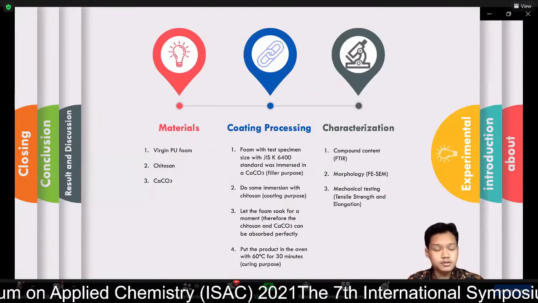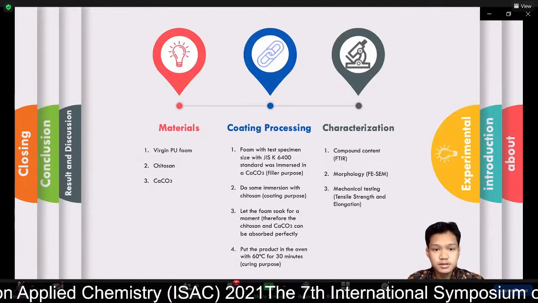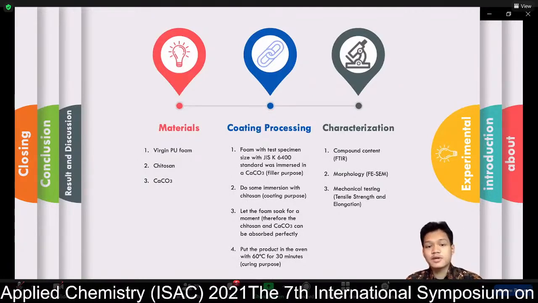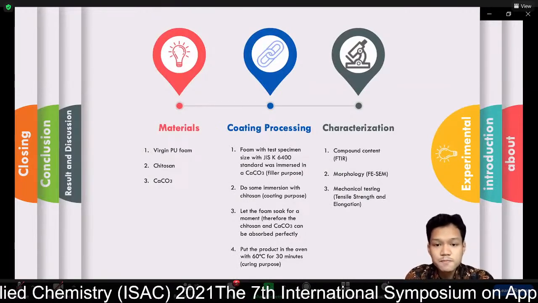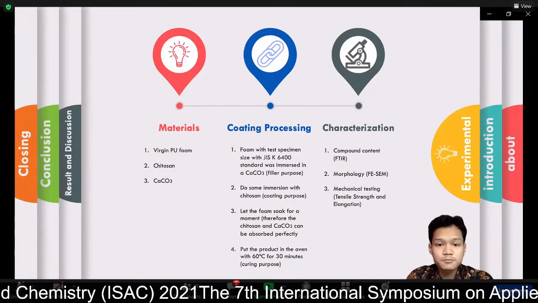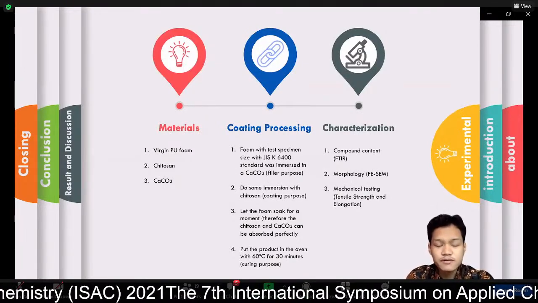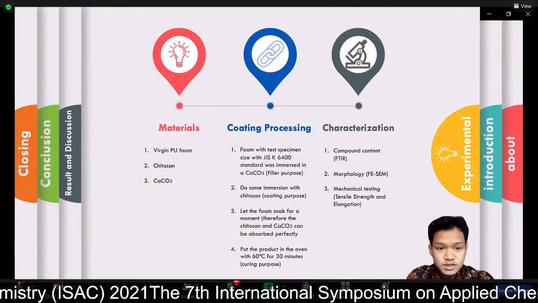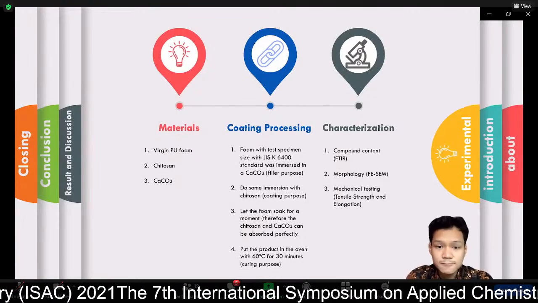Now the experimental part. First one is material. First, we use virgin polyurethane foam with standard name JIS A6400, and then chitosan, and the last one is calcium carbonate.